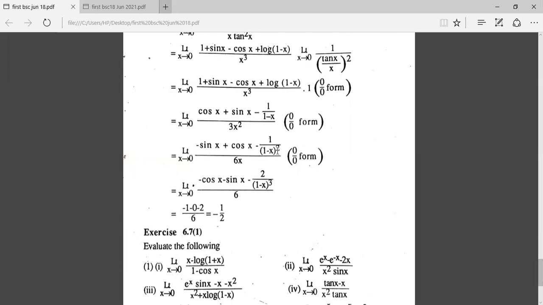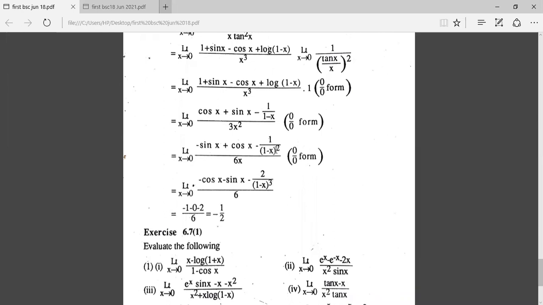Differentiation of 1 by 1 minus x square. You can differentiate this using 1 minus x whole power minus 2. If you write that 1 minus x whole power minus 2, that becomes minus 2 into 1 minus x whole power minus 3 divided by minus 1 because of differentiation of 1 minus x. So further I can write that as minus 2 by 1 minus x whole cube.